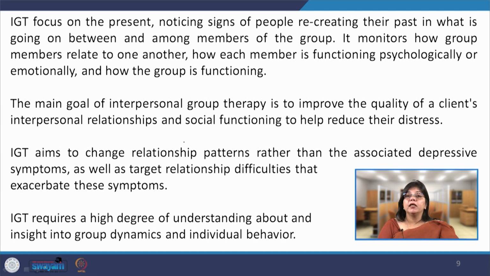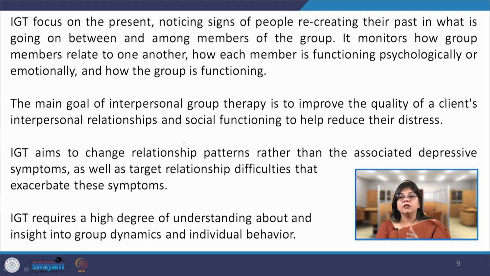So, IGT's main role is to improve the quality of clients' interpersonal relationships and social functioning to help reduce their distress. It also aims to change relationship patterns rather than the associated depressive symptoms, as well as target relationship difficulties that exacerbate these symptoms. That means forces that lie behind any conflict, if identified, can be curbed so that the relationship problem can be reduced. Thus, IGT requires a high degree of understanding about and insight into group dynamics and individual behavior.